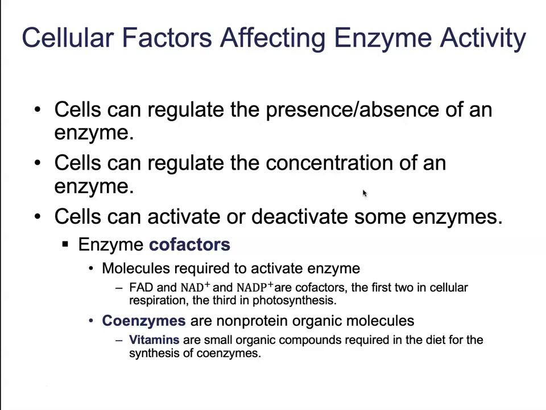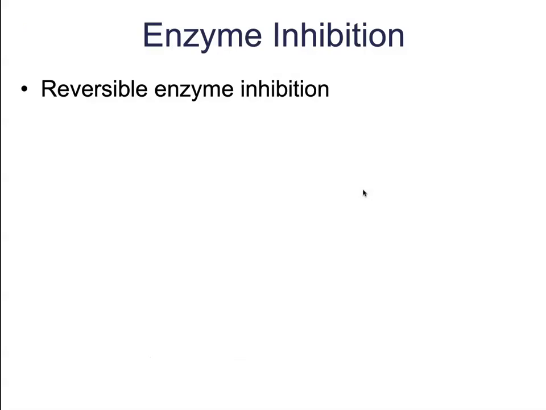So we're going to talk about how we can regulate enzyme activity, and the easiest way to regulate enzyme activity. If we want to increase enzyme activity, we're going to just make more enzymes. If we want to decrease enzyme activity, we can either stop making enzymes or we can actually inhibit the enzymes we currently have.